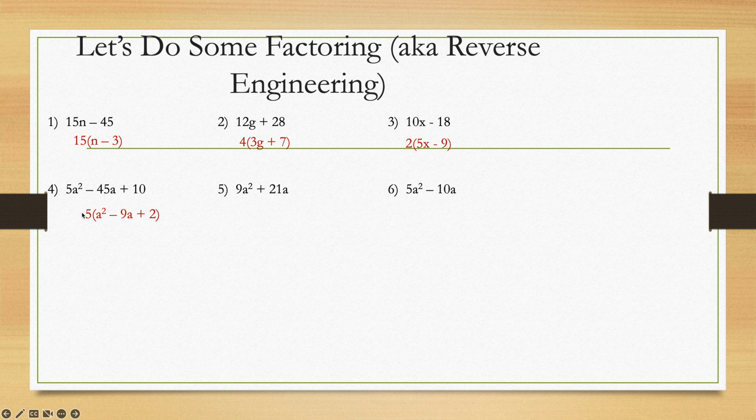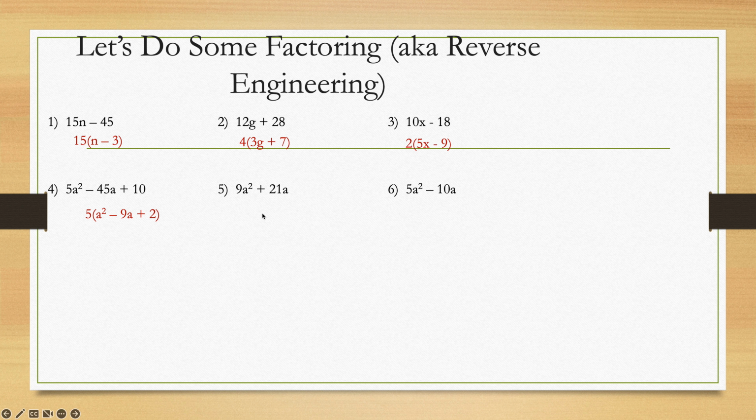And of course, we distribute back. 5 times a squared is 5a squared. 5 times negative 9a is negative 45a. And 5 times 2 is 10. Now, things get a little bit dicier when we take a look at number 5, because we need to both factor out a numerical part of a greatest common factor and a variable part.